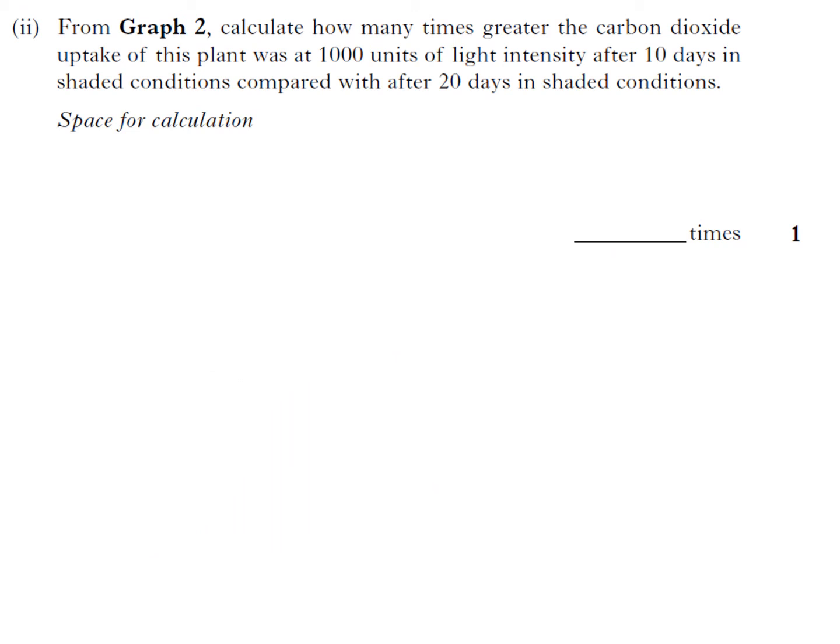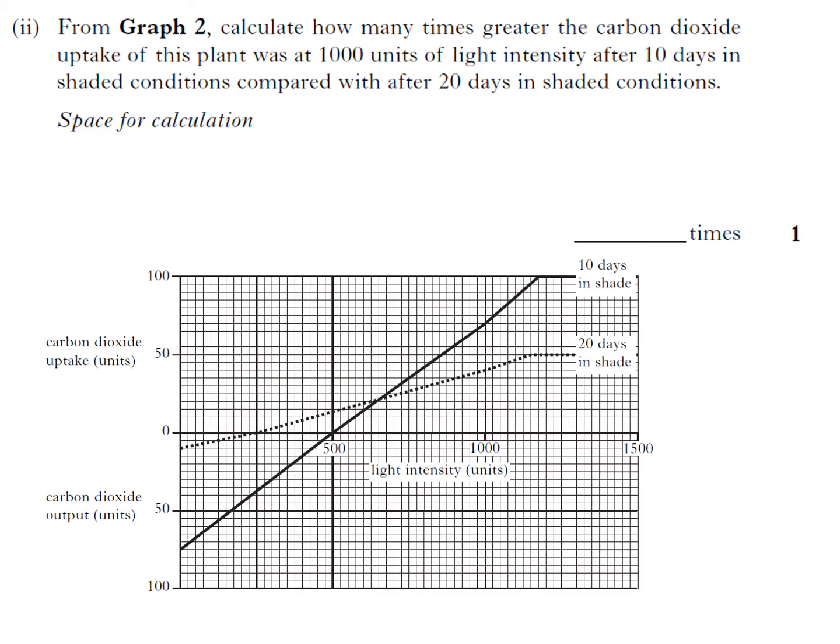Okay, we're looking for how many times greater the carbon dioxide uptake of this plant was at 1000 units of light intensity after 10 days compared to 20. Okay, so I'm looking for my 20 to start off with, because I'm looking for how much bigger the next one is. So there's my 20 at 1000. Read that across. I'm actually just going to count it down. So it's 2 down, so that's 40. So it's 40 at 20 days in the shade.